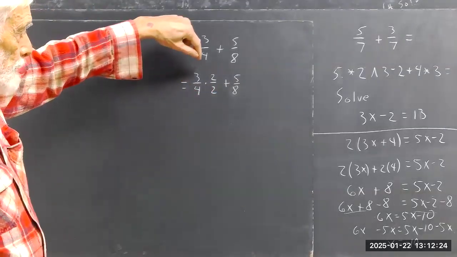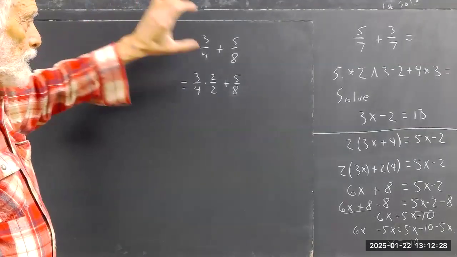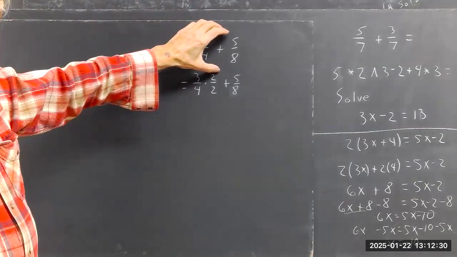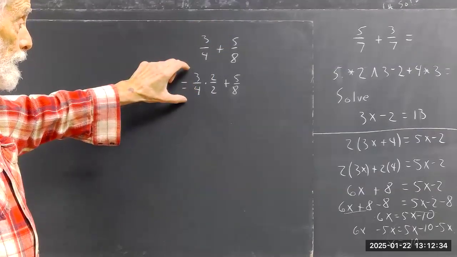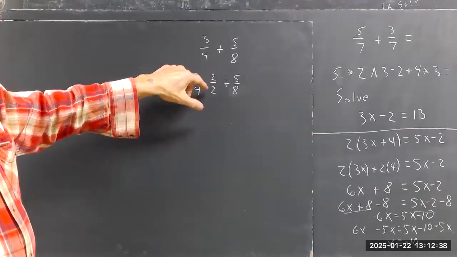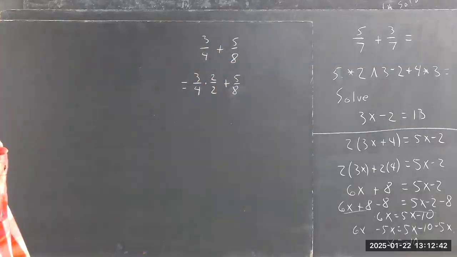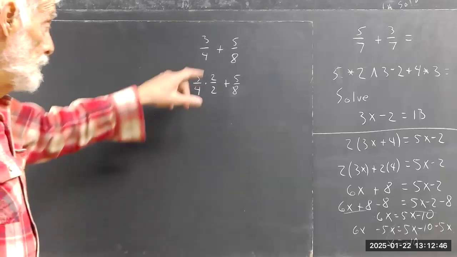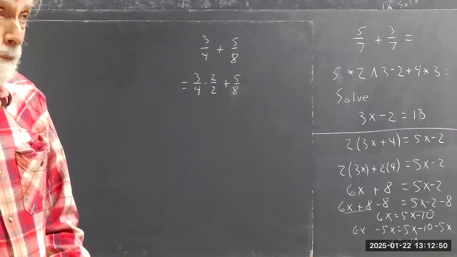Okay, if I do this, I haven't changed the value of this expression, because all I've done is multiply this number by 2/2. Now, how would you simplify 2/2? What do you get when you divide 2 by 2? You get 1. So I've just multiplied this by 1. I haven't changed its value.